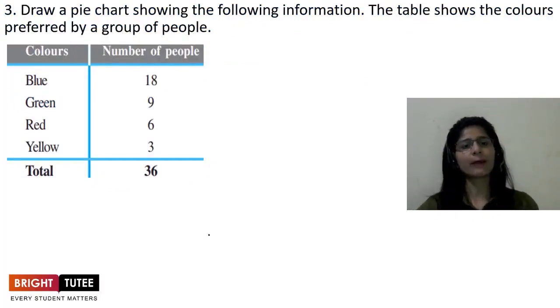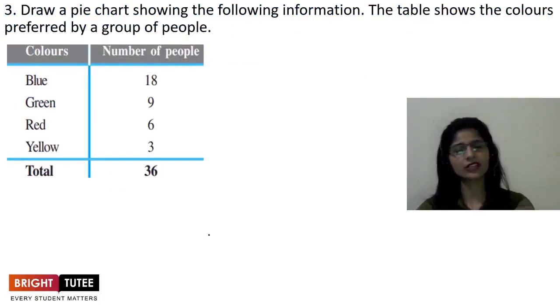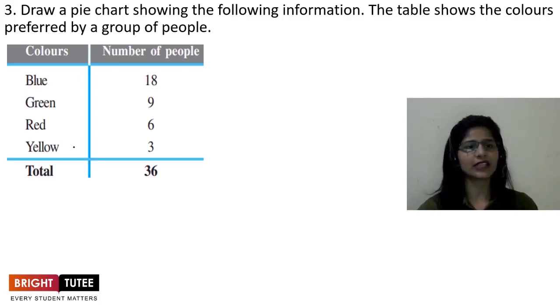Here we have to draw a pie chart showing the following information, and the table shows the colors preferred by a group of people. So there was a group of people, they were asked about their favorite color, right, and they answered it. So for blue color we have 18, for green 9, for red 6, and for yellow 3. Total are 36. So let us first find a fraction, because for that we will need angles, and to calculate the angle we definitely need fraction.